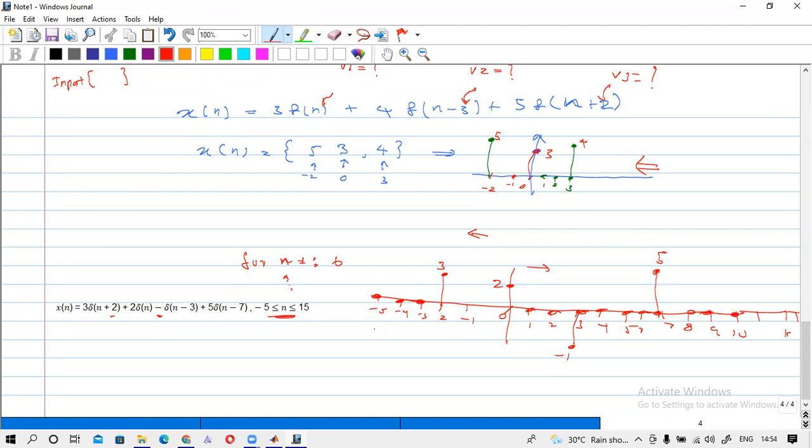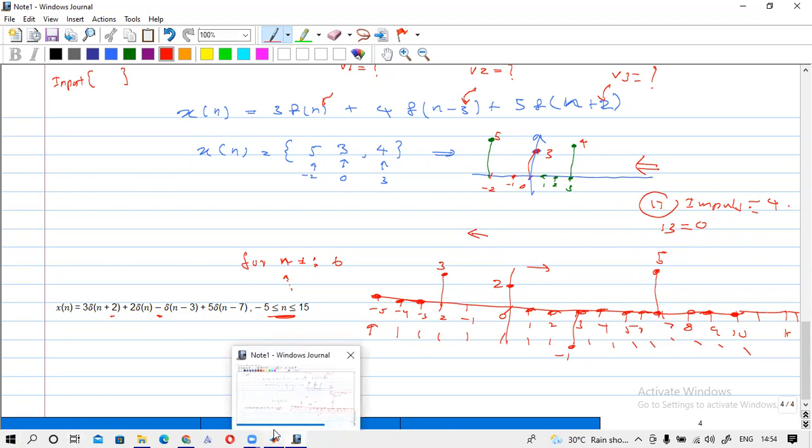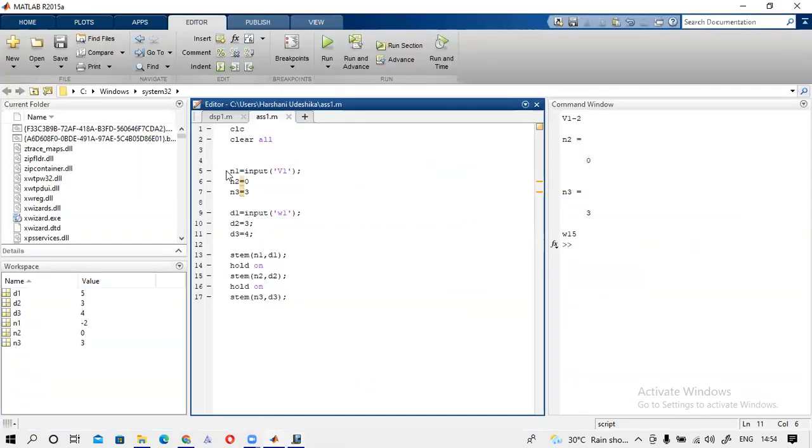So you have to plot 1, 2, 3, 4, 5, 6, 7, 8, 9, 10, 11, 13, 14, 15, 16, 17. You have to put 70 impulses. Out of this, 1, 2, 3, 4 have values, others are 0. Others, 13, are 0. So I think you can use a for loop.